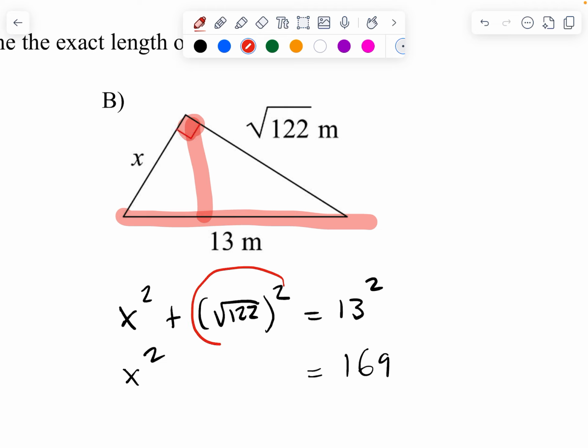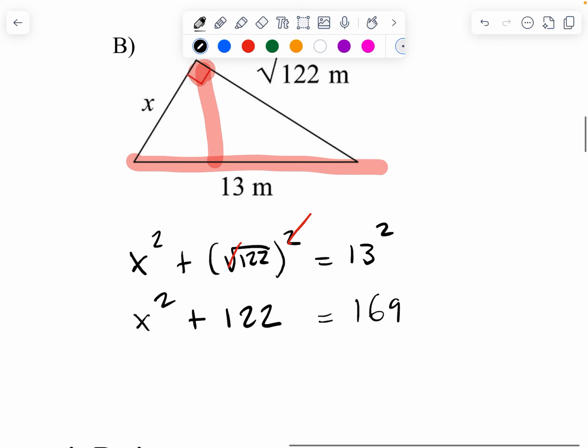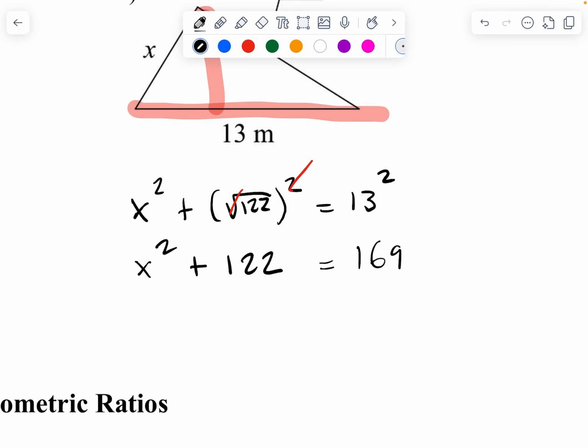Now remember, squares and square roots are inverses of each other, meaning that when you square the square root of 122, those essentially undo each other, and you're left with just 122 coming right out. No change or anything else done to it. So then we have x squared plus 122 equals 169.